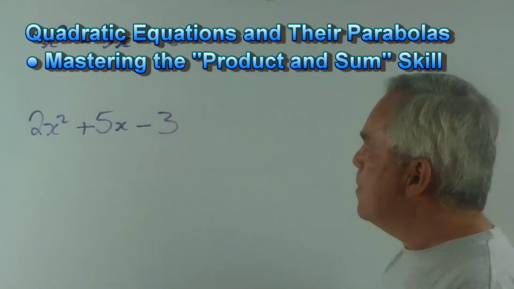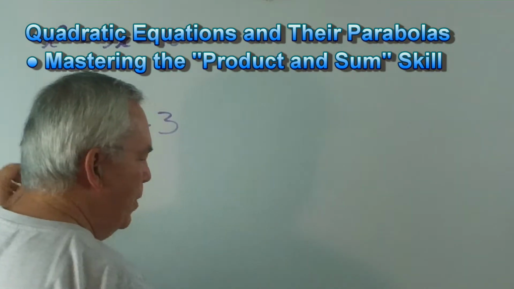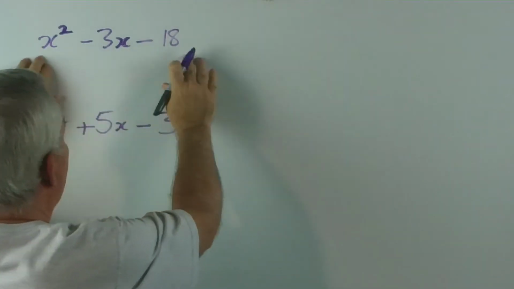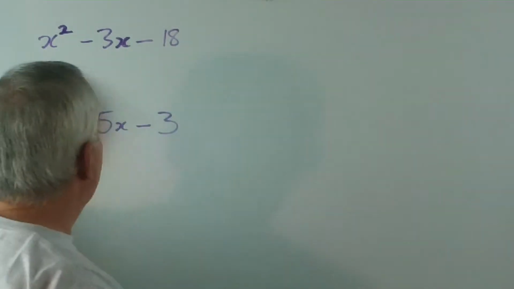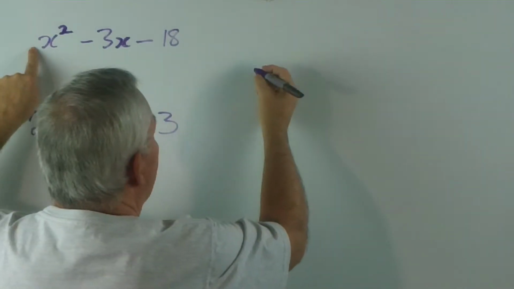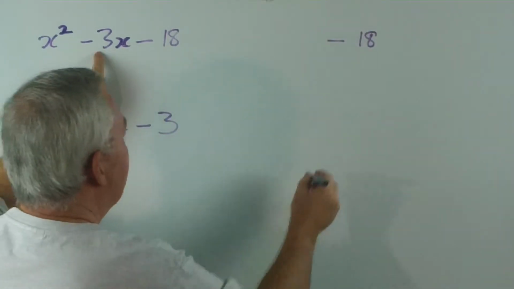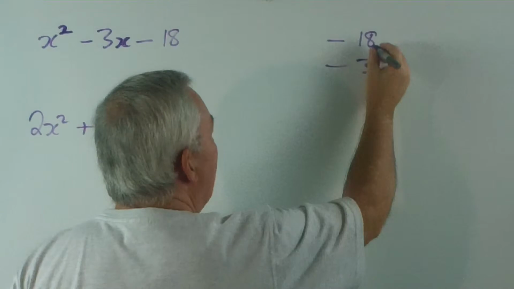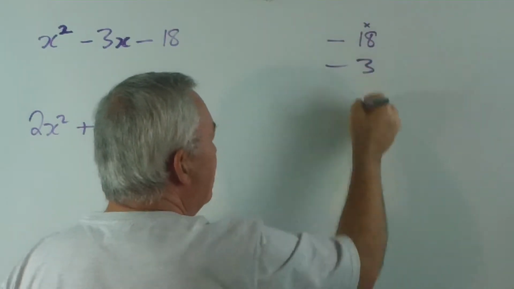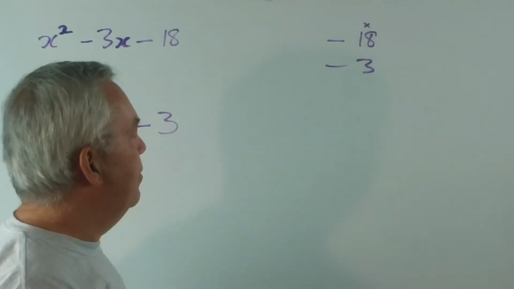First of all, just a little bit of a recap. You'll know that when we're analysing what we call a monic, that is a 1x squared, a monic quadratic, that we look at this number on the end and we look at the coefficient of x, and we're asking ourselves what numbers multiply to give minus 18 and add to give minus 3. This is our product and sum, multiplying to give this and adding to give this.